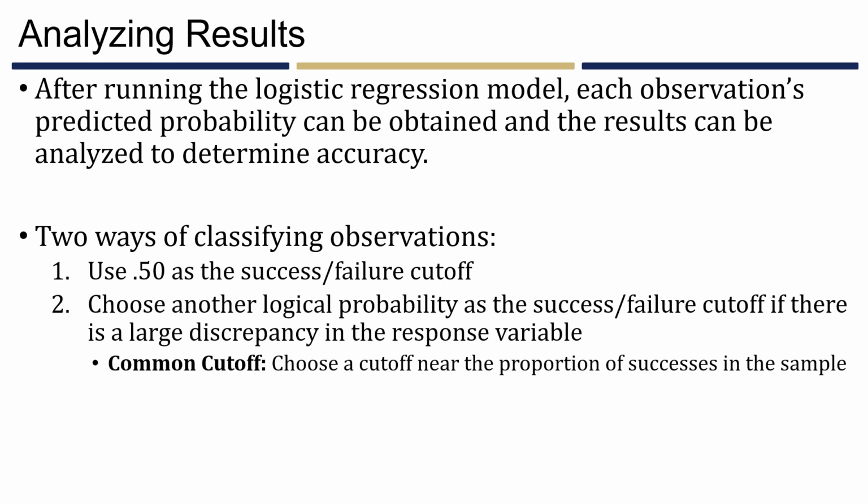The other method involves looking at the distribution of your response variable. If you notice that either the success outcome or the failure outcome occurs much more frequently than the other, what you can do instead is choose a different probability as the cutoff for your success or failure. The most common thing to do is to choose a cutoff that's very close to the proportion of successes in your sample.